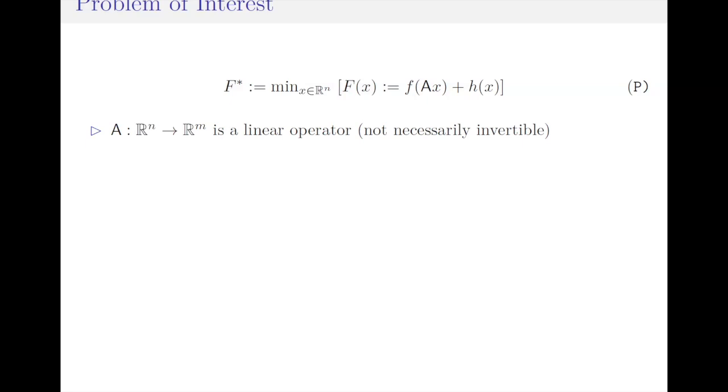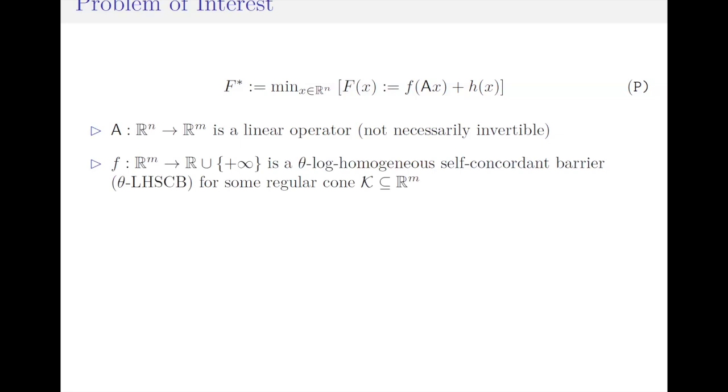The function that we want to minimize is a capital F of x. It has two components. The first one is a function f composed with a linear operator A, and the second function is h. A is a linear operator, not necessarily invertible, and typically this A contains all the data. Suppose you try to solve some problems from statistics or machine learning, all this data will typically encode this linear operator A.